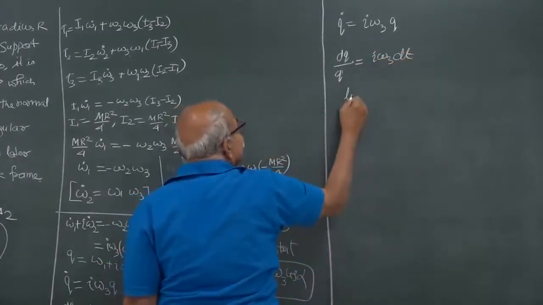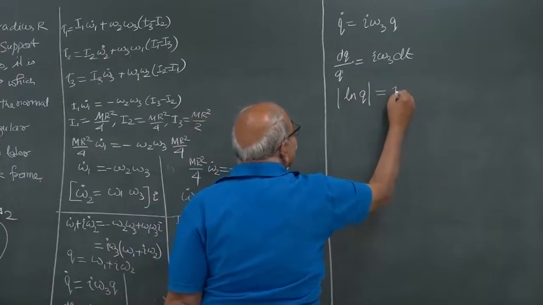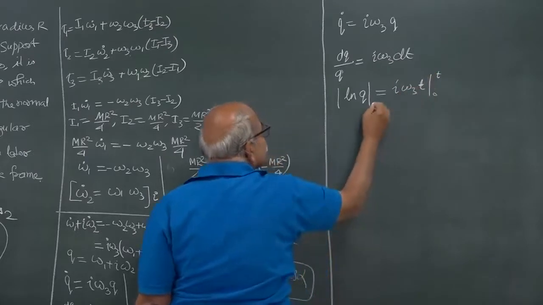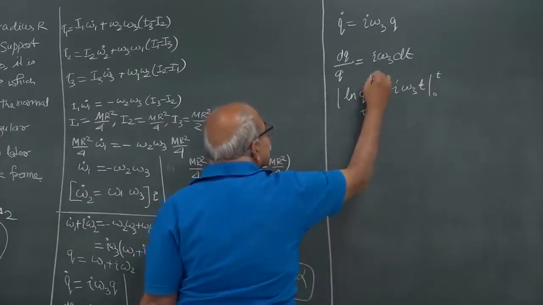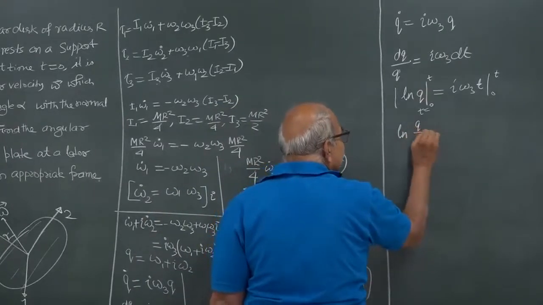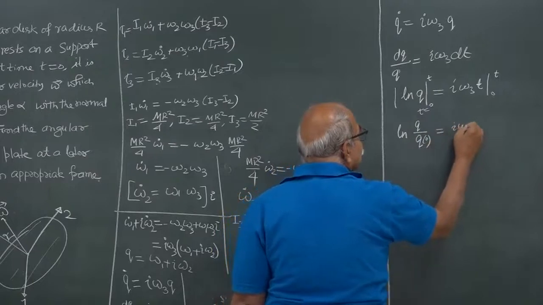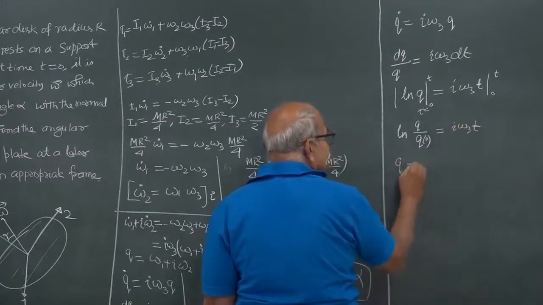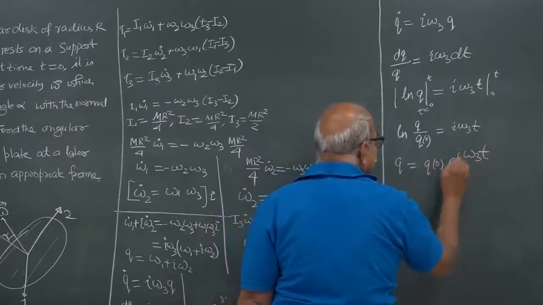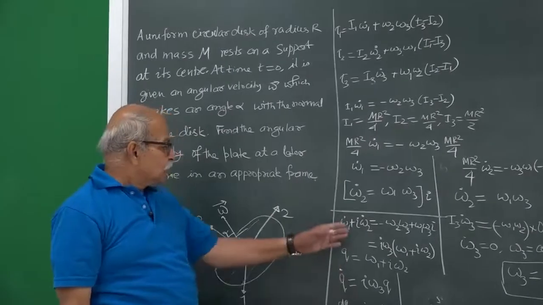So, integrate, ln of q is equal to i omega 3 and then t, here 0 to t, this is also from t equal to 0 to t. Ln of q at time t, which I write q, divided by q at time t equal to 0, is equal to i omega 3 t, and hence q is equal to q at the initial time and e to the power i omega 3 t. What is this q 0? At t equal to 0, what is q?